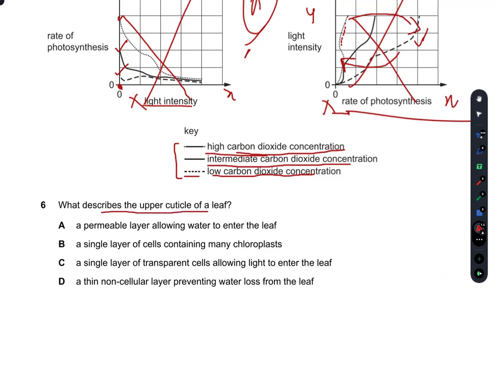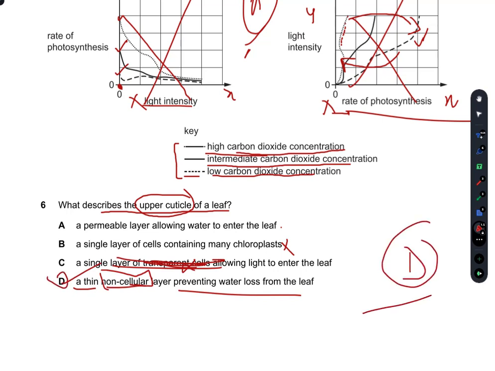What describes the upper cuticle of a leaf? First, you know that the upper cuticle of a leaf is a non-living part. A permeable layer allowing water to enter into the leaf? A single layer of cells containing many chloroplasts? No. A single layer of transparent cells? These are not cells. A thin non-cellular layer preventing water loss from the leaf? Yes, this is true. So D is the right option.